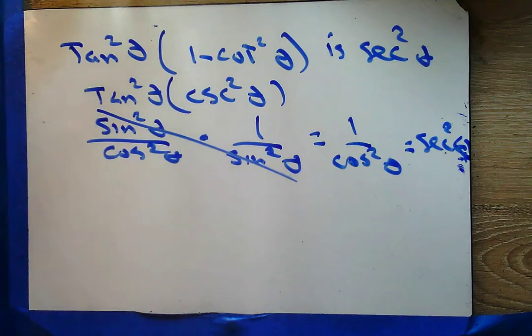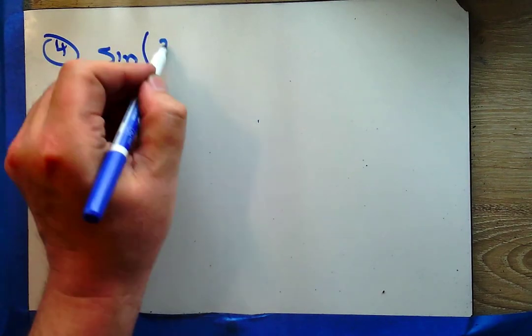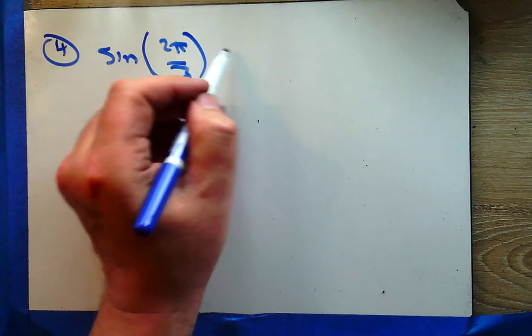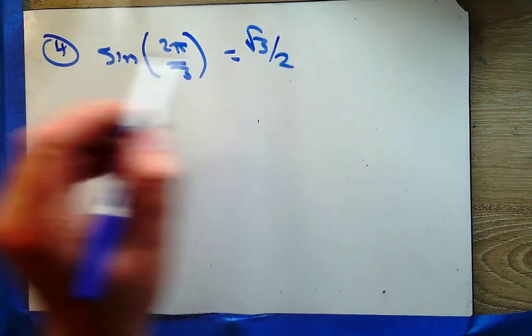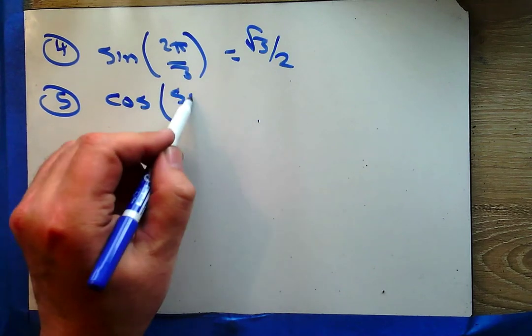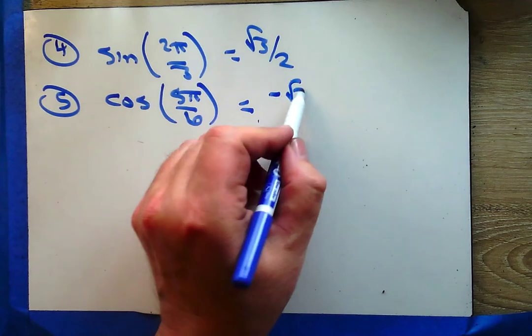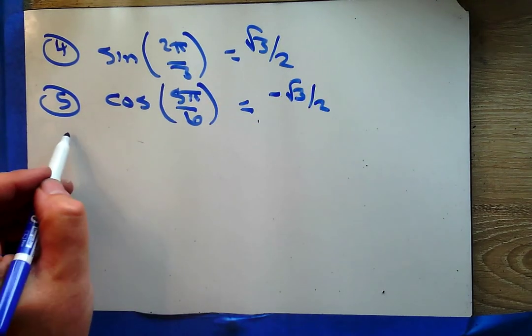What an interesting way to write secant squared. All right, problem number 4. So these without a calculator problems are ones that we should be able to do pretty fast. 4 says the sine of 2 pi over 3. We know that's root 3 over 2, or we really should by this point. Cosine of 5 pi over 6. That's the x value at 5 pi over 6, which is negative root 3 over 2.